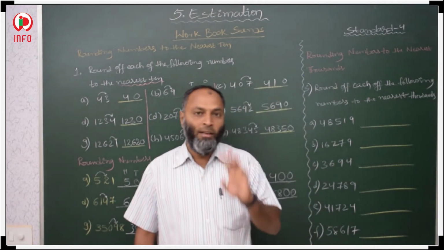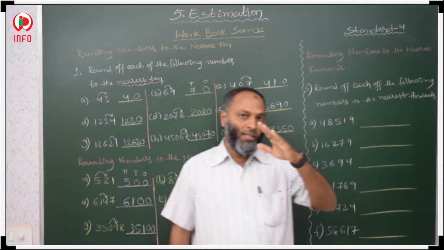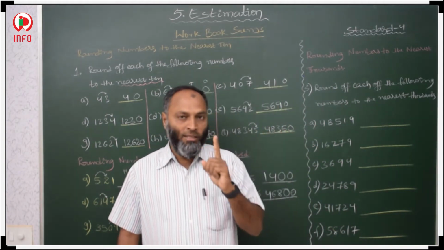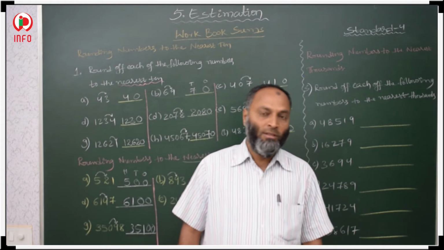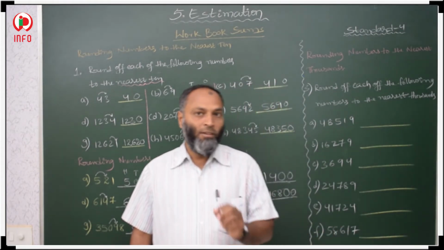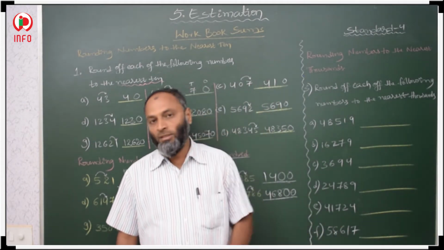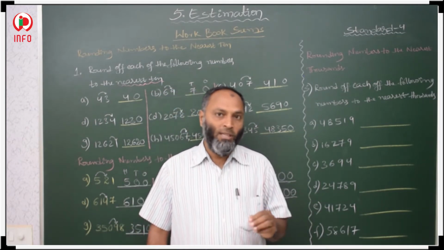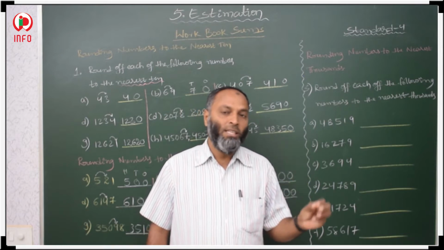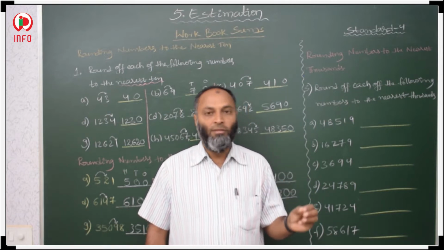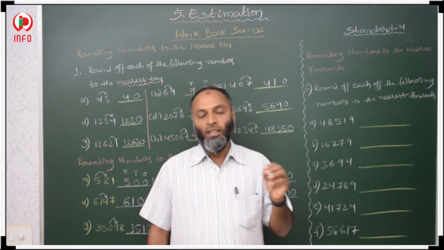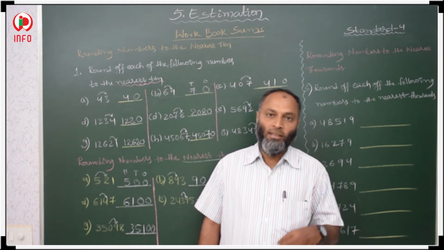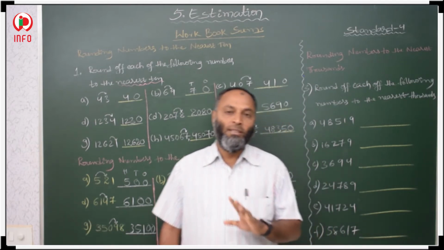Nearest to 10 and nearest to 100. What is the difference between nearest to tens and nearest to 100? There are two differences. In nearest to tens, in the ones place we keep zeros. And in nearest to hundreds, we have to keep zeros in the ones and tens places. This is the difference. The second difference: in the ones place we have to check what is given. If it is greater than 5 or equal to 5, then we add plus 1 to the tens place. If it is less, then we keep the tens digit as it is.